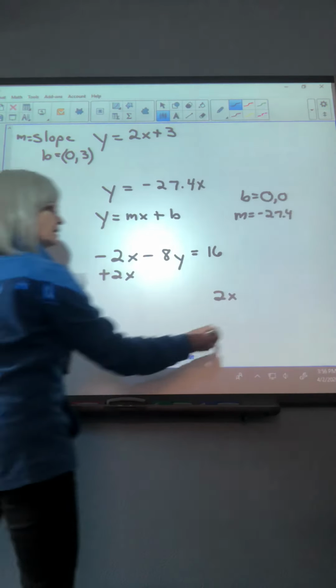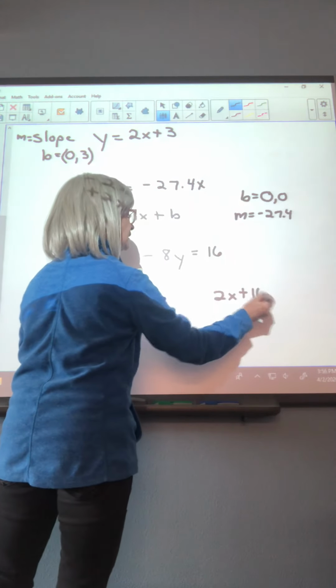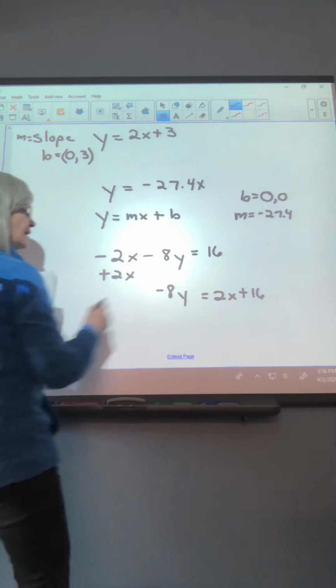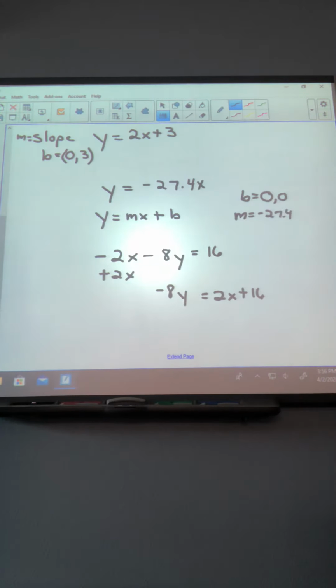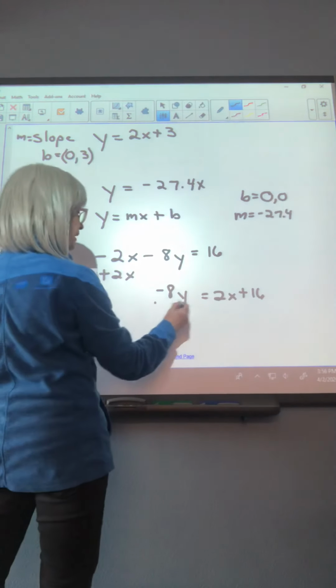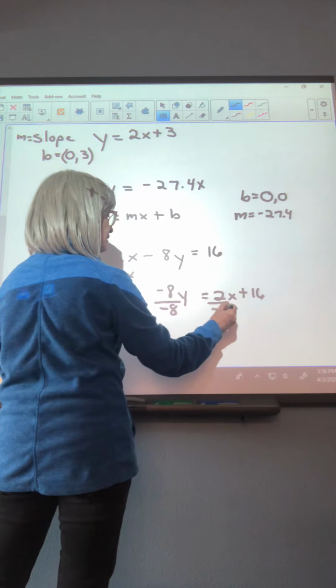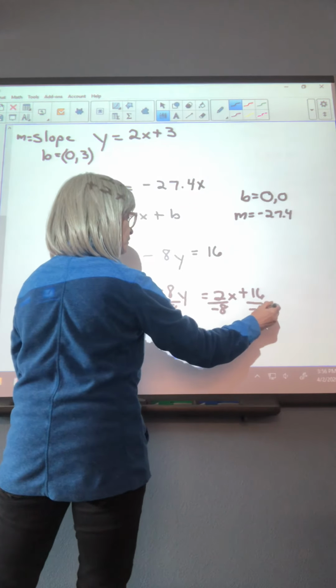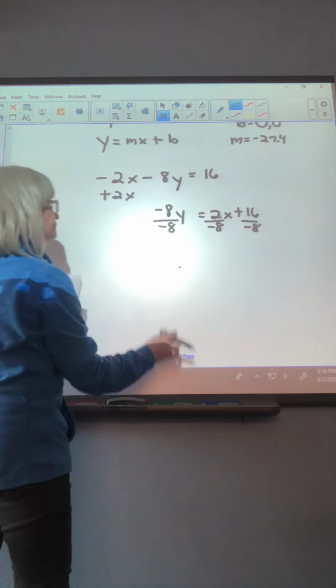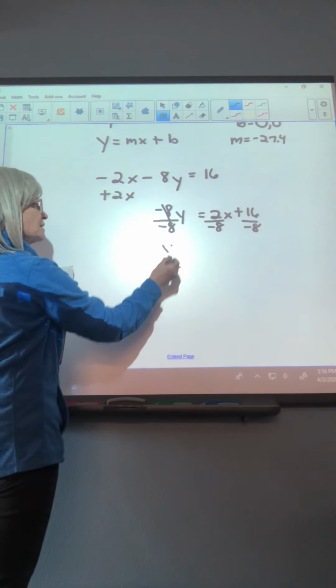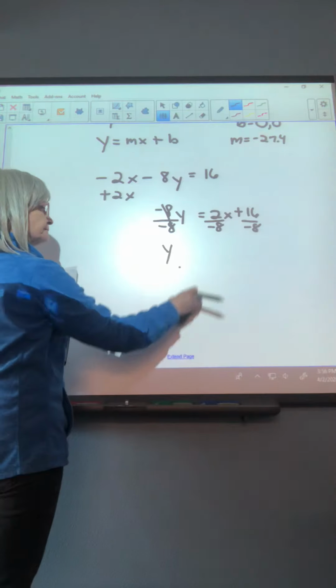So I've got 2x now plus 16 on the right. On the left, I've got a negative 8y. Then I'm going to divide by a negative 8 to get rid of it in front of the y. And I do that with all the parts. So a negative 8 divided by a negative 8 cancels out so that we've got a y.